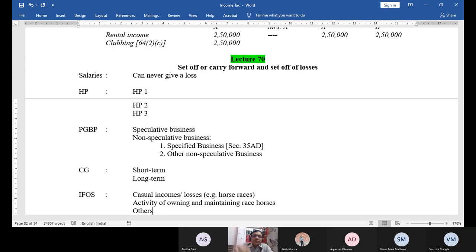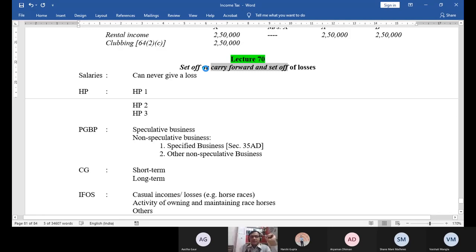Set off means you set off in the same year. Carry forward and set off means first you carry forward to the next year and next year you set off. So when you read only the first two words, set off, that means it is talking about the same year. If you do not have sufficient profits to adjust the losses in the same year, what option do you have? You carry forward and in the next year you set off. So this is the combination: set off or carry forward and set off. This is the structure of the entire set off and carry forward.